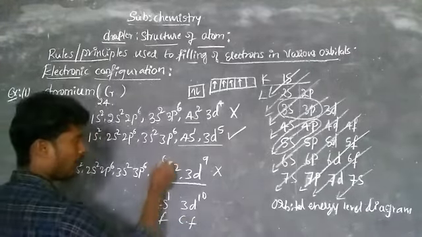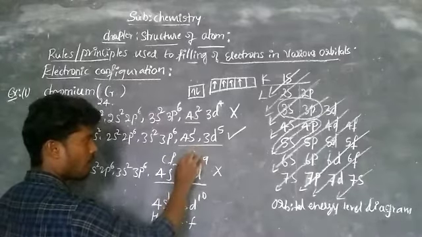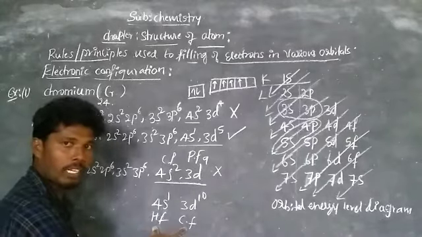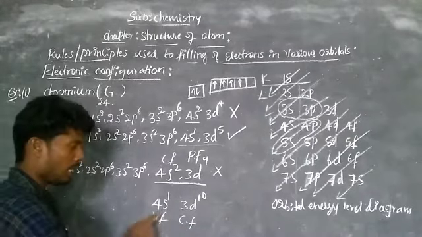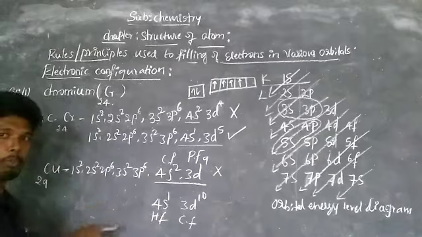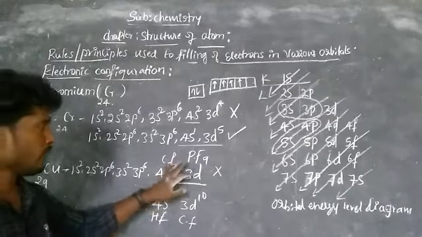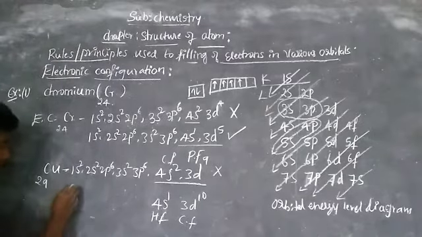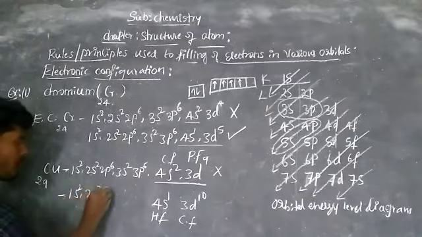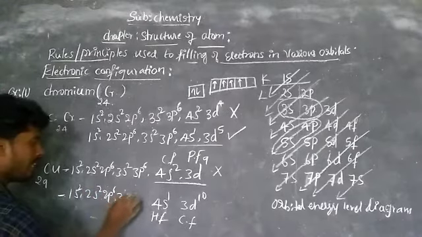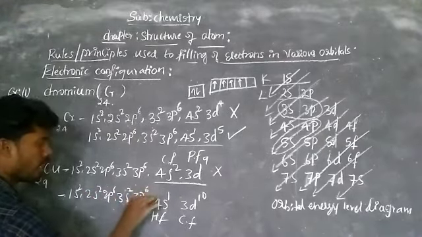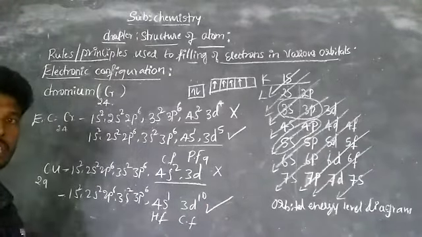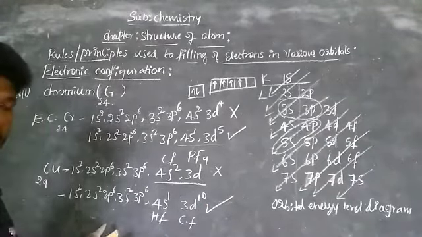Otherwise this would be completely filled and the other partially or incompletely filled. So either both are half filled, or both are completely filled, or one is half filled and one is completely filled, which is very stable compared to partially filled orbitals. Therefore the right electronic configuration of copper is 1s2, 2s2, 2p6, 3s2, 3p6, 4s1 and 3d10.